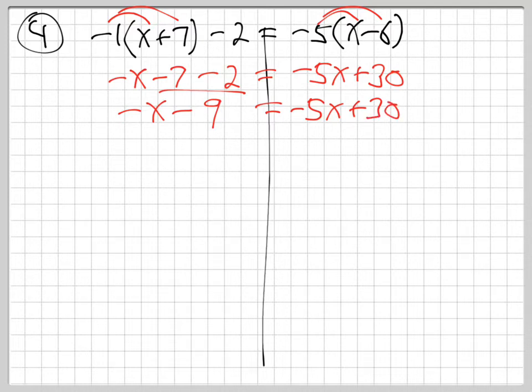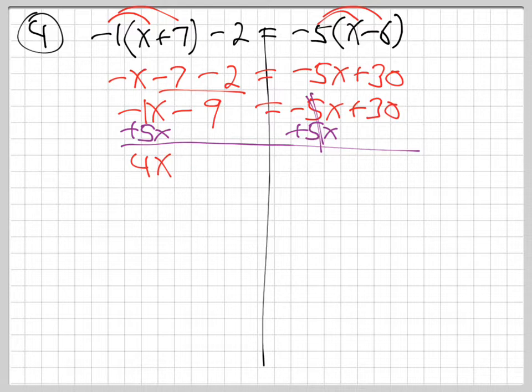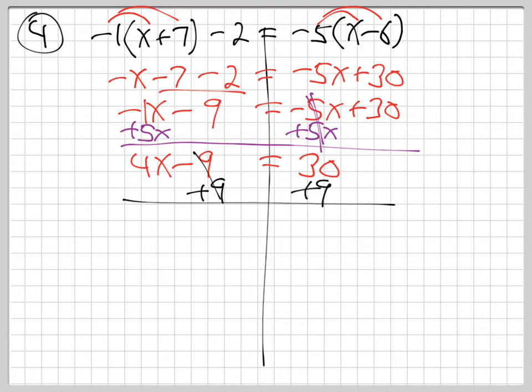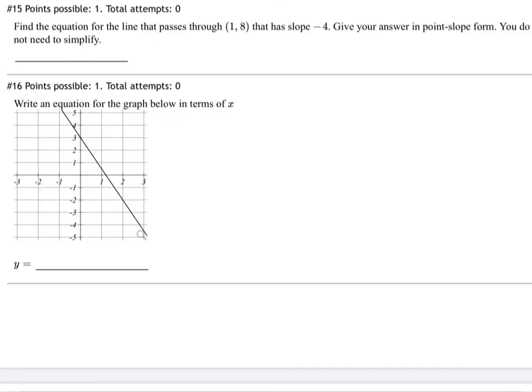Okay, now we want to get x alone. So what do you do to get x alone when it's on opposite sides? You get rid of the lower one. Minus 5x is lower than minus x. Add 5x to both sides. That cancels. And we get 5x minus 1x is 4x. This is 30. Add 9 to both sides. 39 over there, and divide by 4. Boom. There we go. We got the answer, 39 over 4. Good. Okay, so let's go to number 5.